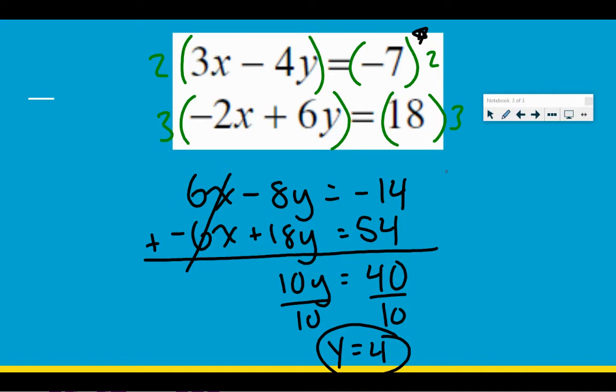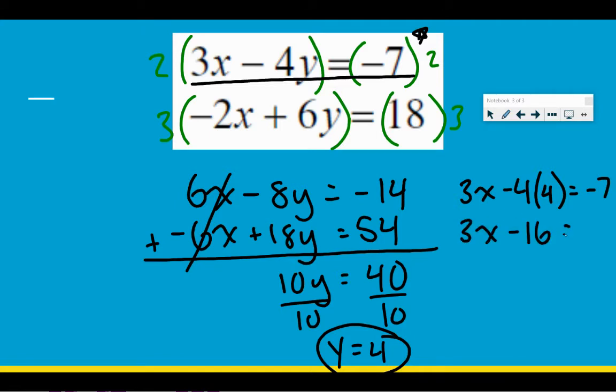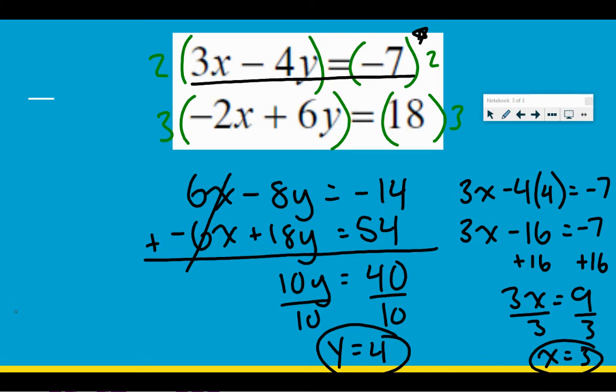I'm going to plug it into the top equation. 3 times x minus 4 times, not y, is equal to 4, equals negative 7. And make sure you do the original equation and not the one that we rewrote. 4 times 4 is 16. 3x minus 16 is negative 7. Add 16 to both sides. 3x equals 9. Divide both sides by 3, and x equals 3. So my final answer written as an ordered pair, x is 3, y is 4.